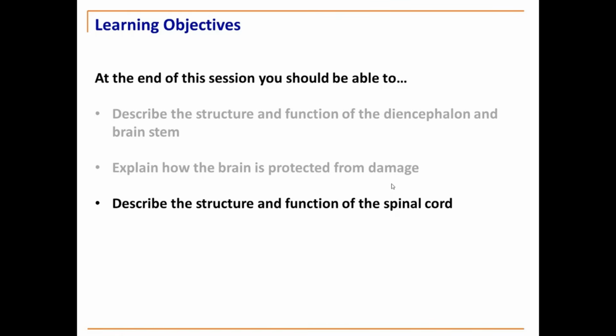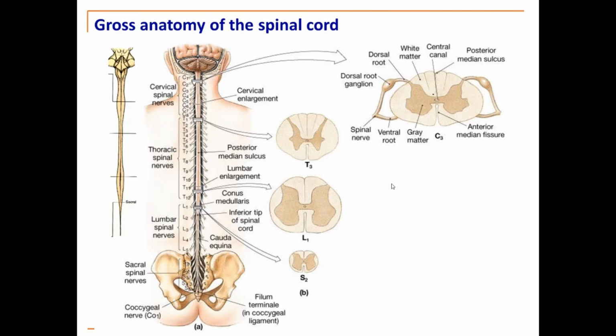So now we're going to look at the structure and function of the spinal cord. The spinal cord itself is about 45 centimeters long. It has a max width of about 14 millimeters. And it does have a couple of enlargements in a couple of places. If we're looking at the image, you can see the cervical enlargement, and further down you can see the lumbar enlargement as well. We'll talk about why they're there in a second.